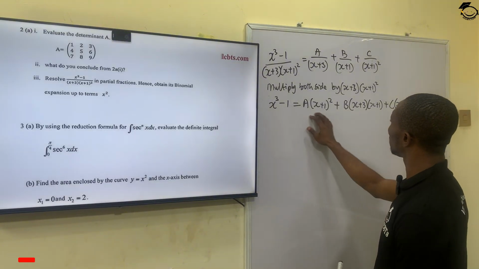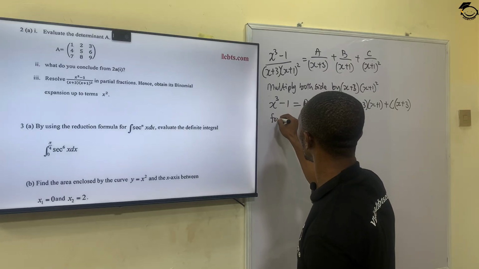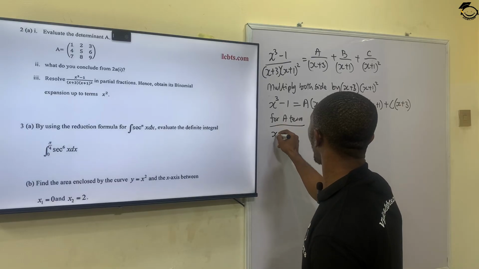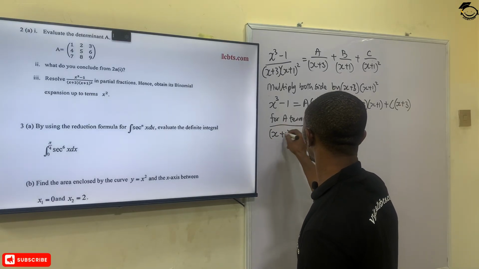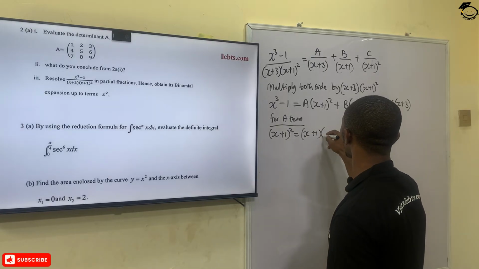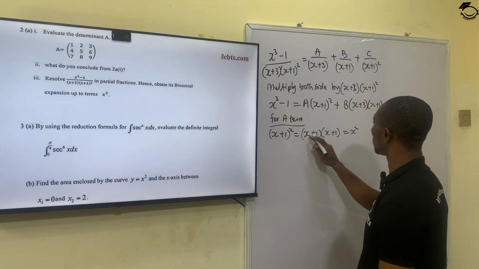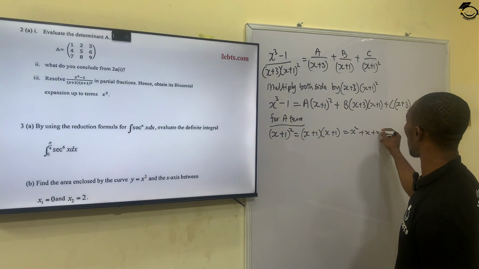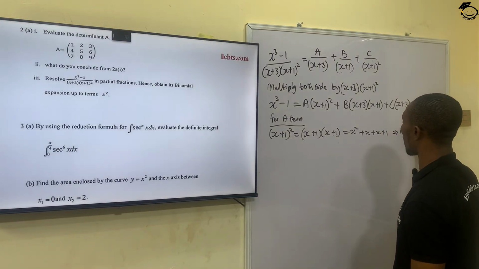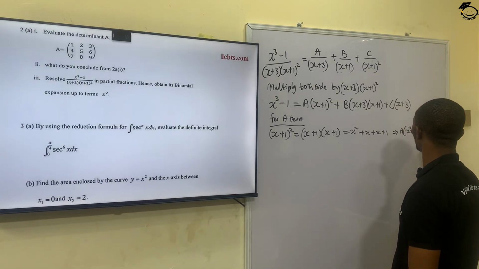Now we are going to expand each and every one of these terms. So for the A term, we have x plus 1 all squared, which if we open up will be x plus 1, x plus 1. So which will give us x squared plus x plus x plus 1, which we have as A bracket x squared plus 2x plus 1.